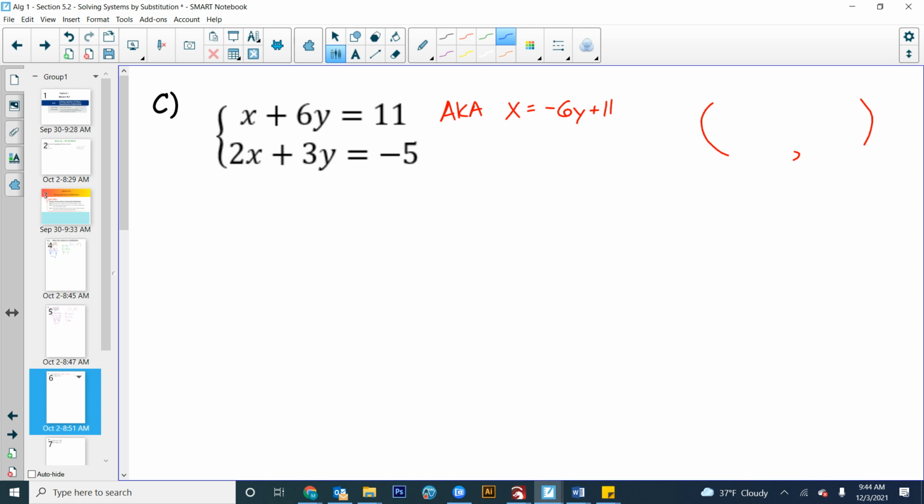Alright. Do you agree if we have x equals negative 6y plus 11, the Mr. Parker ship it off rule would tell us to plug that in for what variable in the other equation? X. You plug it in for x. That was solid. Plugged it right in. You ready? 2 times parentheses. Use parentheses.